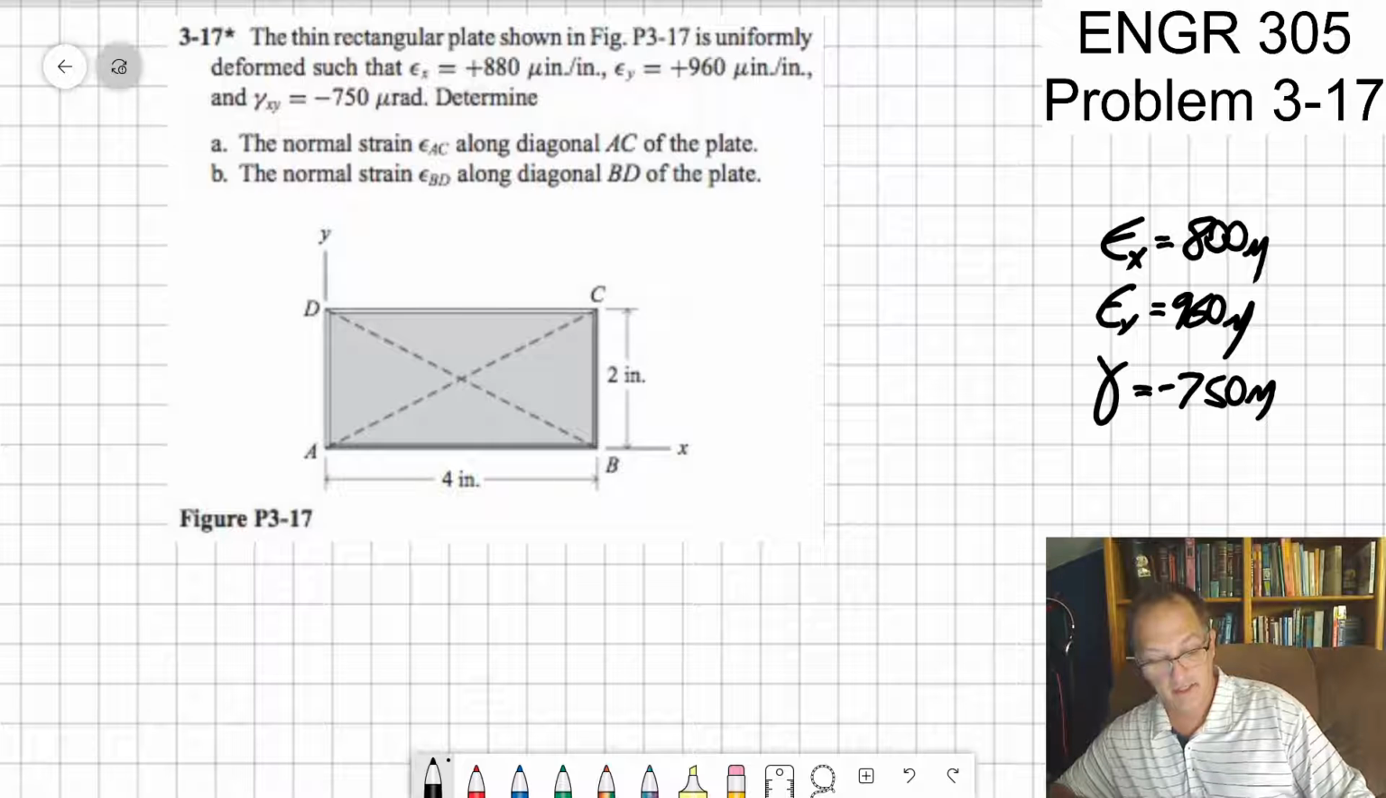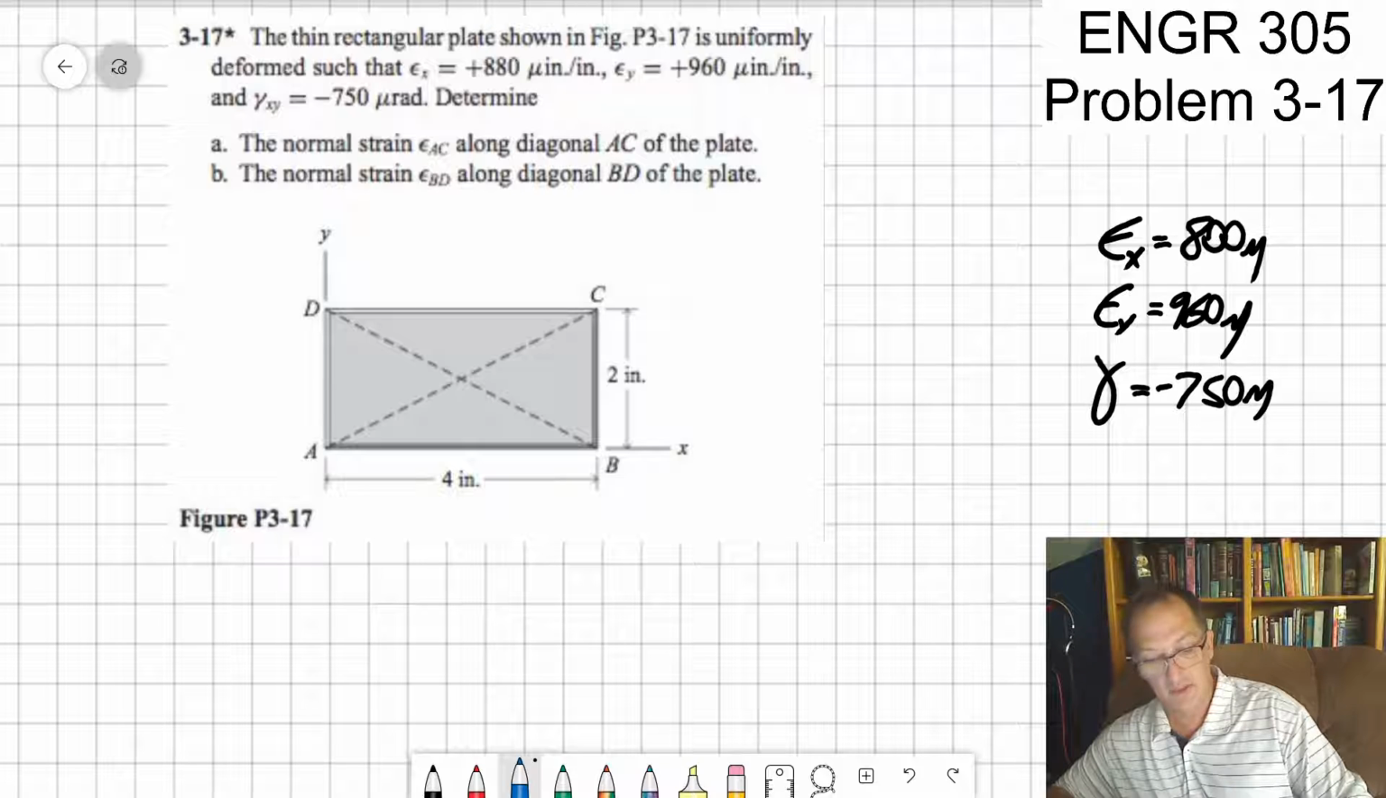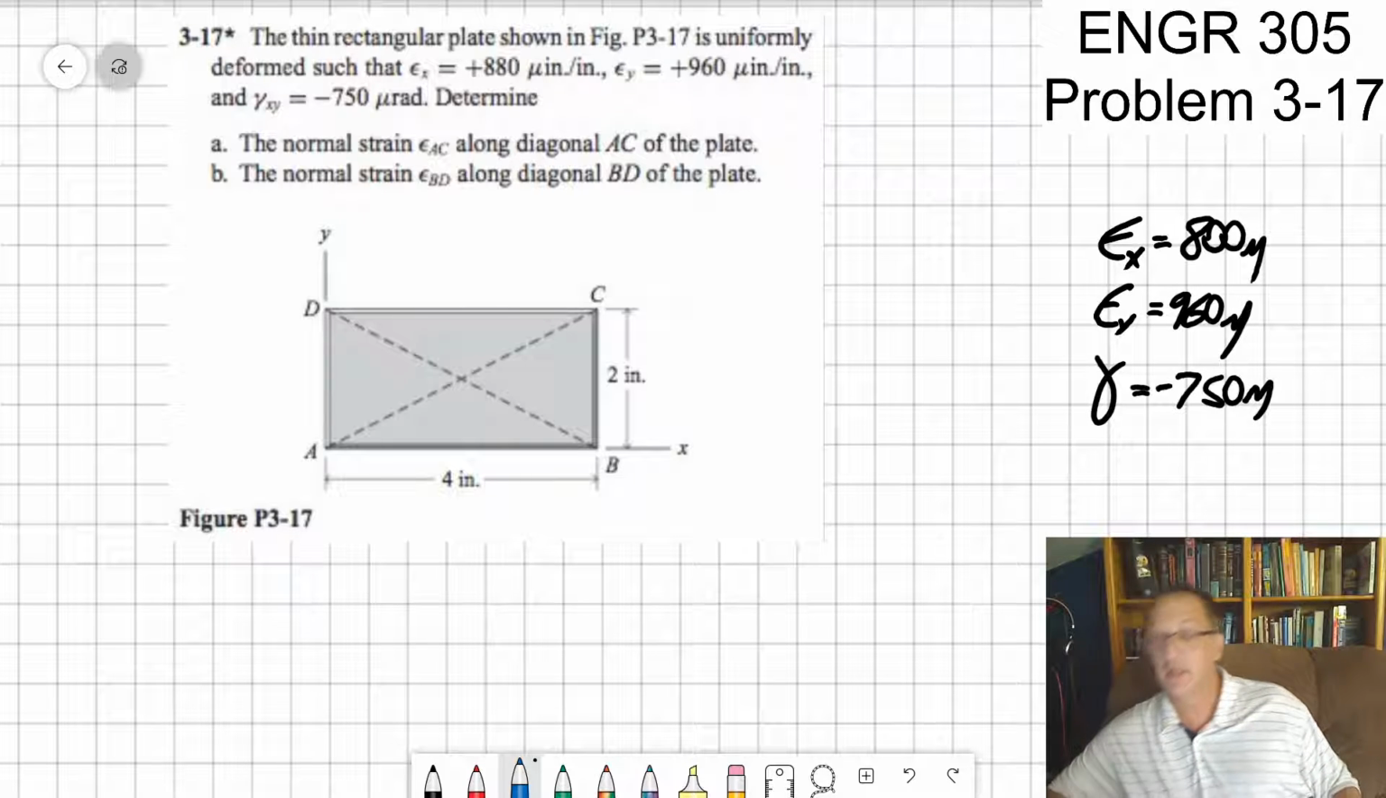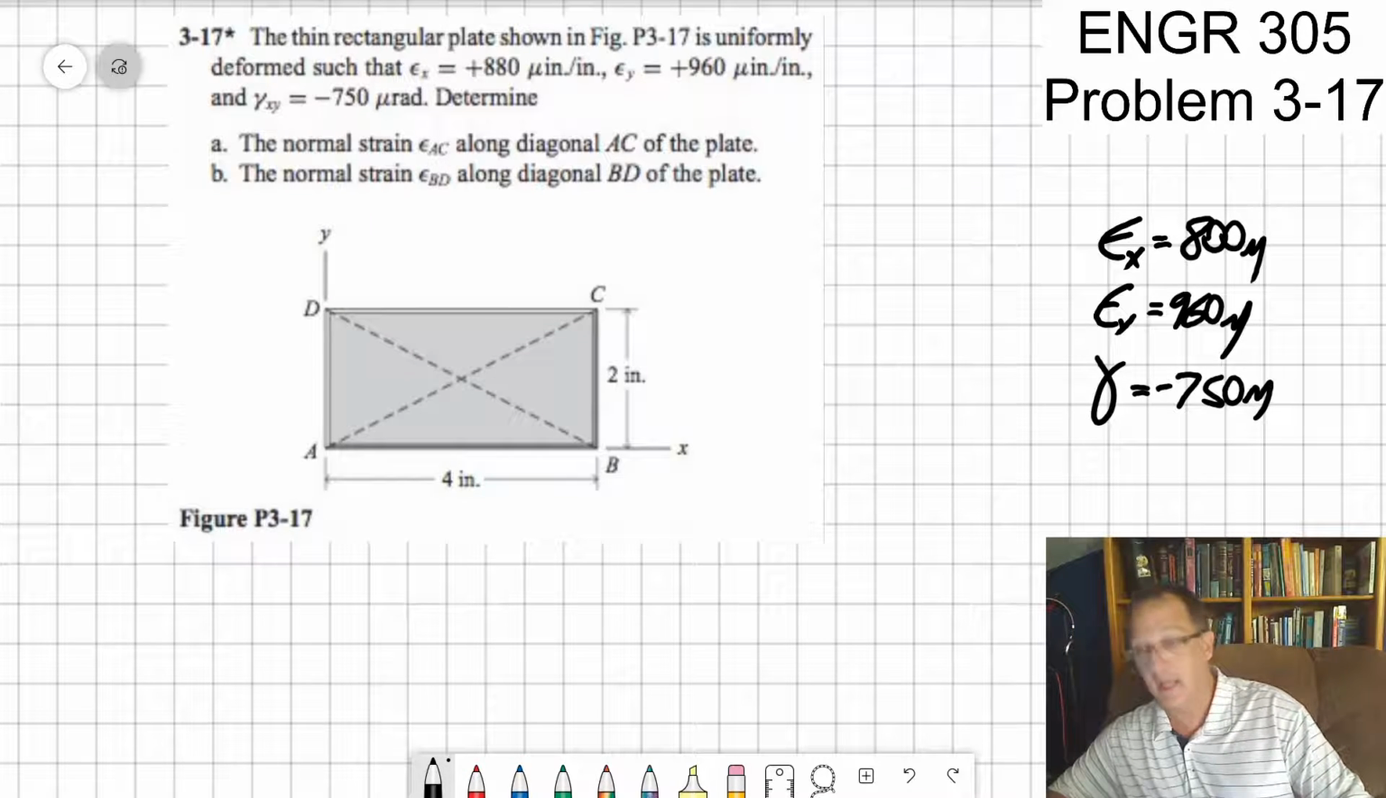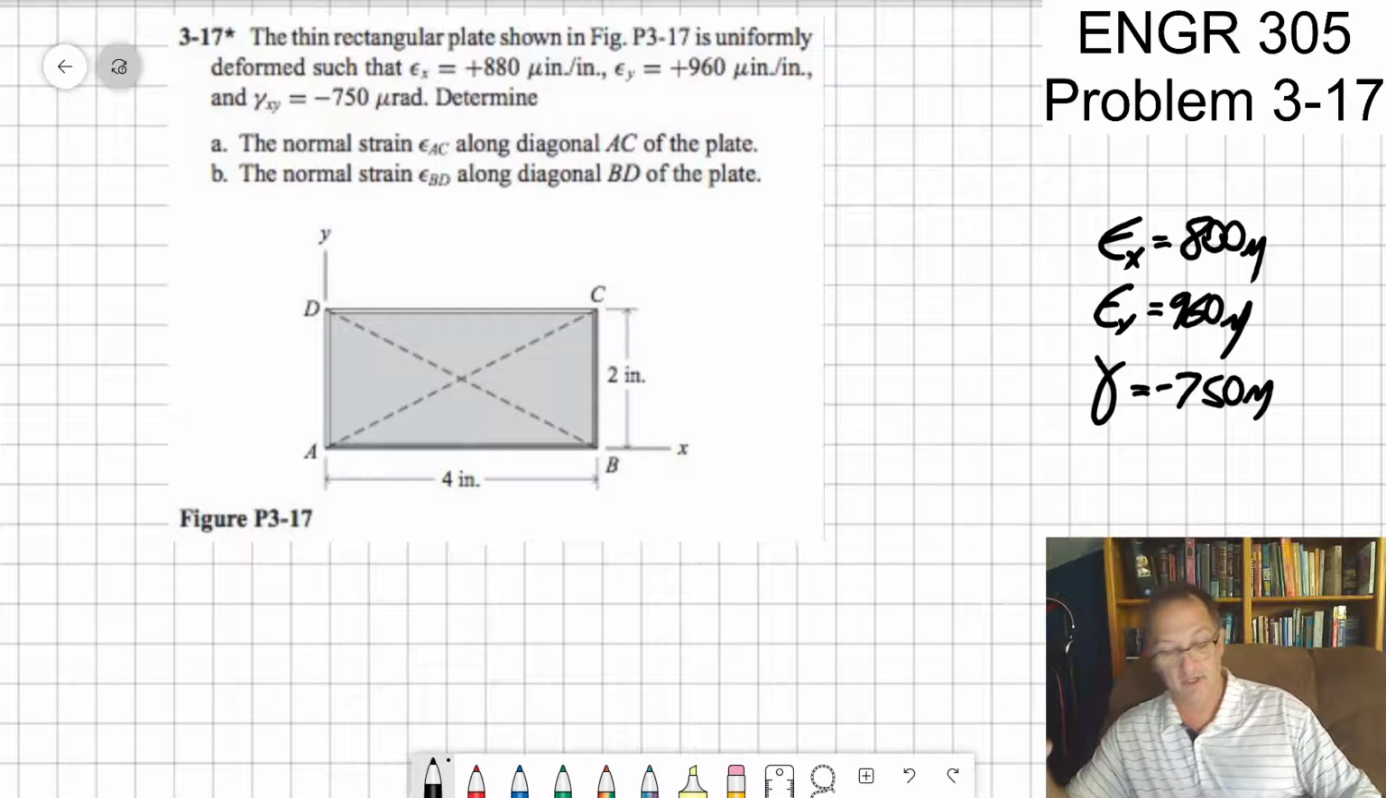I've got my rectangle, and actually, okay, so I'm going to redraw it. Look at the dimensions on it. It's 2 inch by 4 inch, and then I'm looking along these two lines on the diagonal. I've got to put my notation in there. A, B, C, D. What I'm asking for is first the AC strain in that direction, and then second the BD strain.